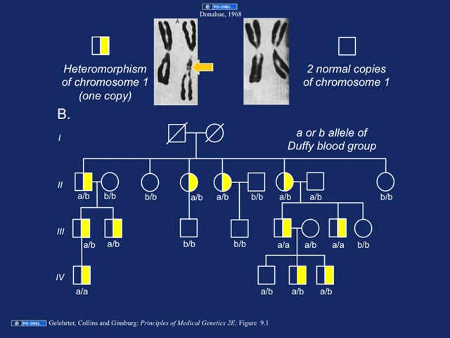Well, Donahue observed that if you looked at a lot of normal people, you found some people had this funny thing on chromosome 1. Part of the DNA is heteromorphic. It's sort of spread out a little bit. What's that about? He observed in this family that if you had this heteromorphism, the people colored in yellow, it got inherited along with the Duffy blood group, which is a subtle difference, a common polymorphism on the surface of red blood cells.